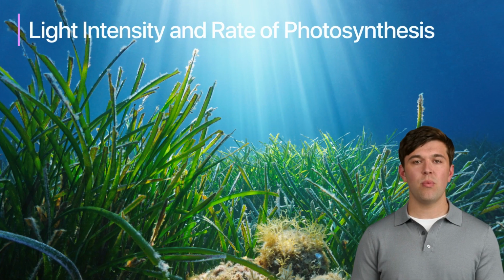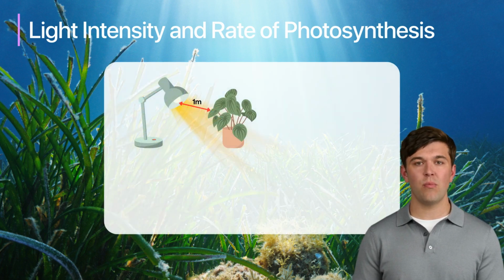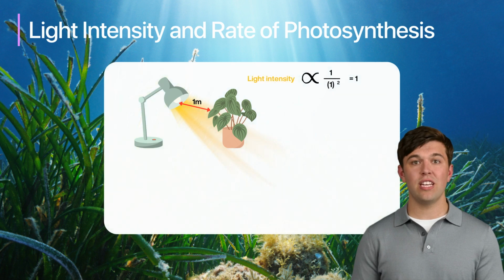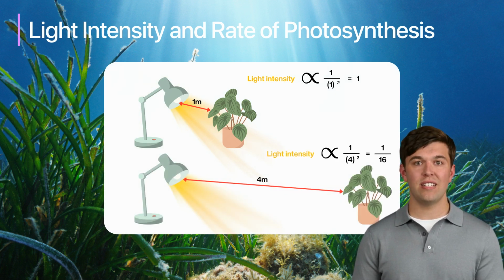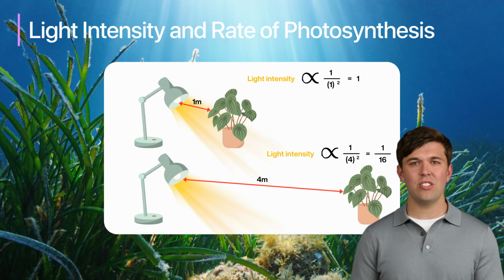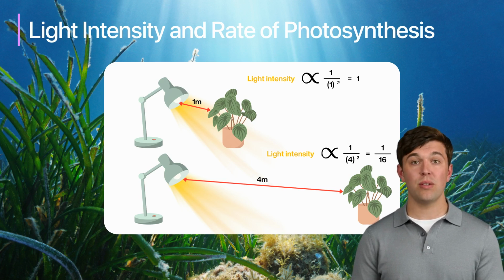Let's go through an example to clarify this. Suppose you have a light source that is 1 meter away from a plant. The light intensity at this distance is quite high. However, if you move the light source to 4 meters away, the light intensity would be 1 over 4 squared, or 1/16th as intense. This shows that distance significantly reduces the amount of light that reaches the plant and how much it receives for photosynthesis.